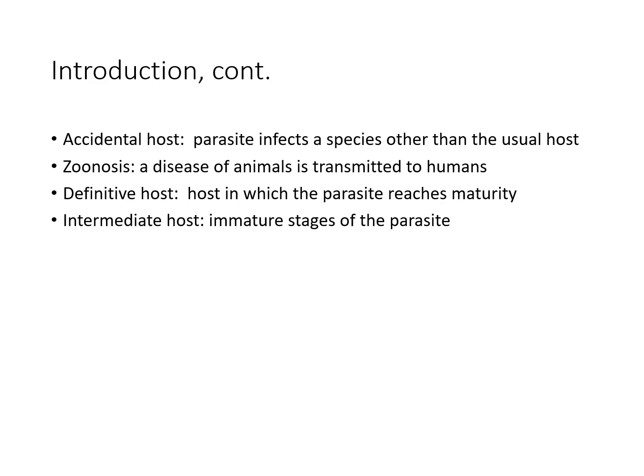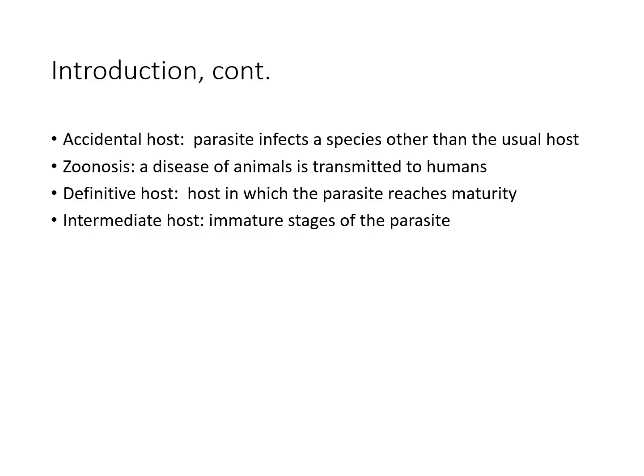Some parasitic host definitions. We have accidental host. This is a host species that is not the usual or natural host for the parasite. The parasite infects but may not complete its life cycle or causes atypical disease. Then we have zoonosis, which is a disease that is primarily of animals but can be transmitted to humans. Humans are often the accidental host.